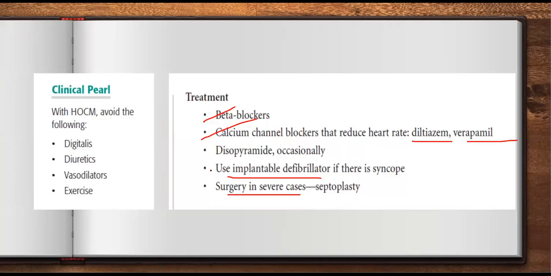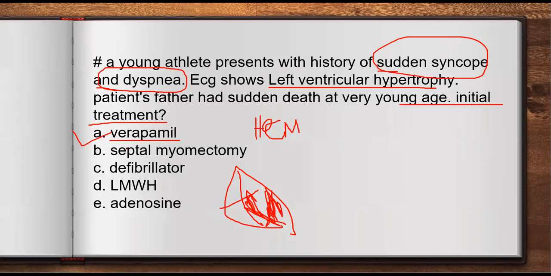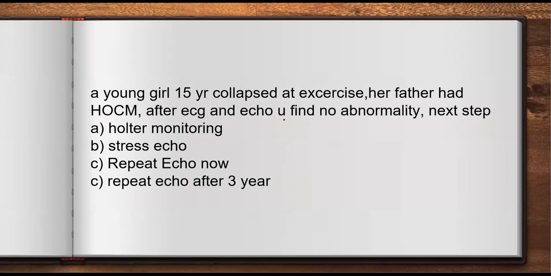All right. And the other options, if you go through the other options always. Septal myomectomy is a surgery which we don't do initially. Again, defibrillator not initially. Low molecular weight heparin is not indicated in HOCM. Again, adenosine is not indicated in HOCM. Adenosine is only indicated in supraventricular tachycardia. Clear?